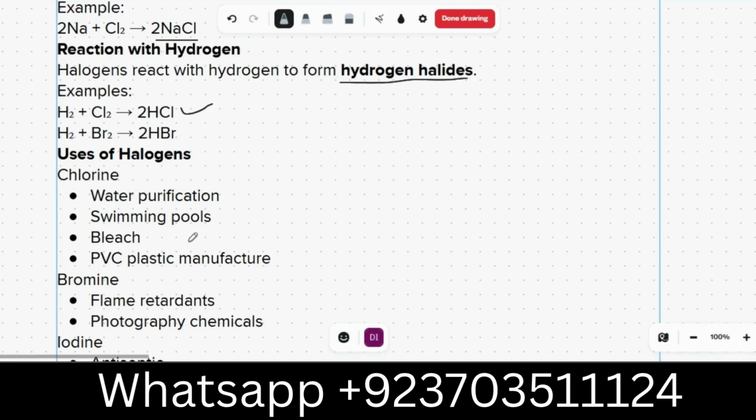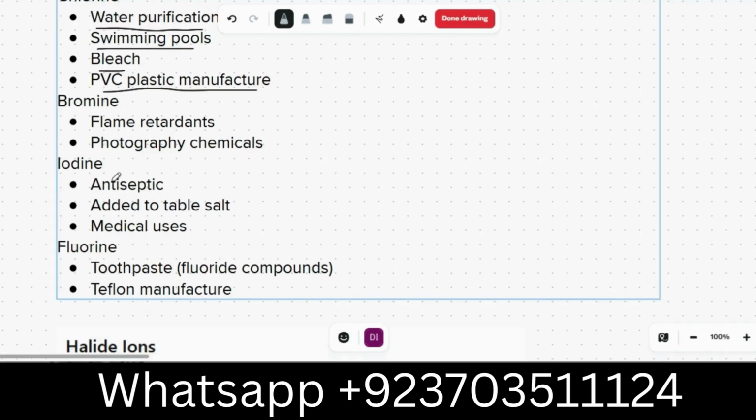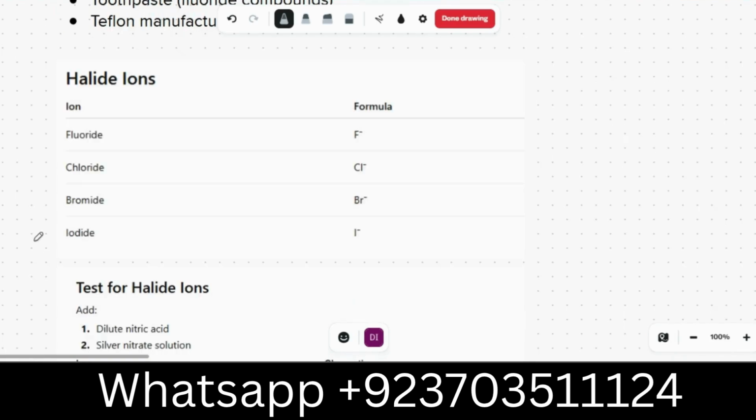Uses of halogens. Why do we need halogens? Chlorine is used for water purification. We know that for swimming pools we use chlorine. For bleach and for PVC plastic manufacturing, we also use chlorine. Bromine is used for flame retardants and photography chemicals. Iodine is used as an antiseptic and is added to table salt. We know all about that, and it has medical uses, different kinds of uses. Fluorine, you have heard about fluoride toothpaste. Okay, so they use it in toothpaste, and secondly, for Teflon manufacturing.